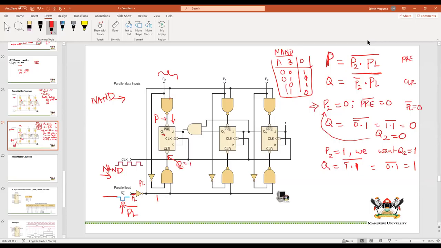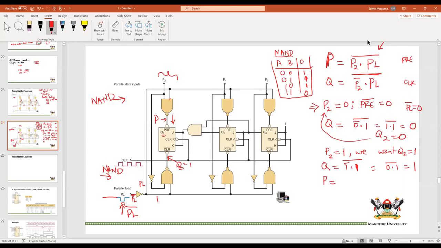Right, let us see what actually preset is. What is P? P is equal to P2, as we saw earlier. Now I'm looking at this one. P2, which we have said is a one, and PL, which is a one, NANDed together. One and a one, we know that is a zero. And if P here is equal to zero, it means that the preset is now active.